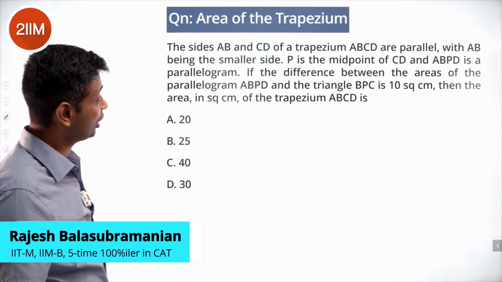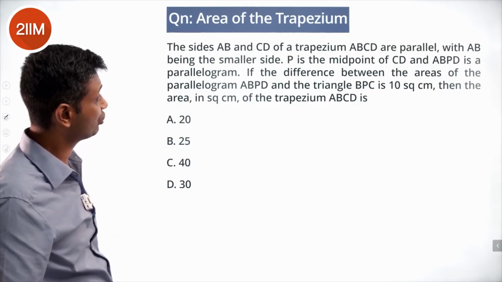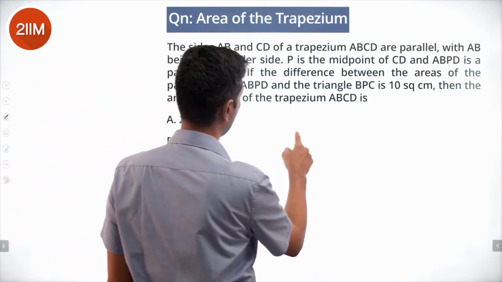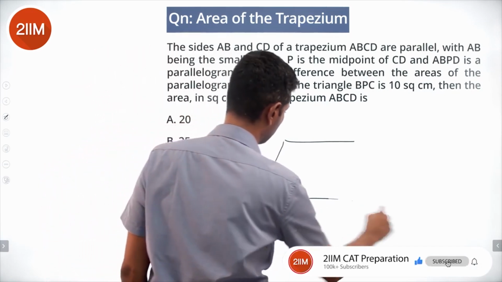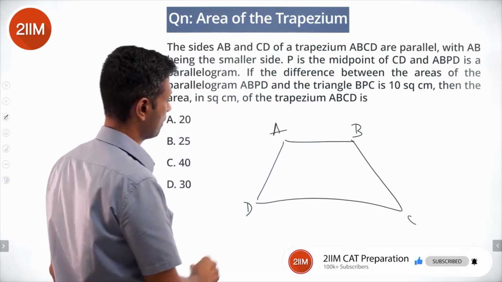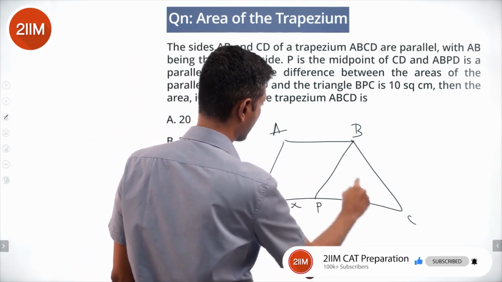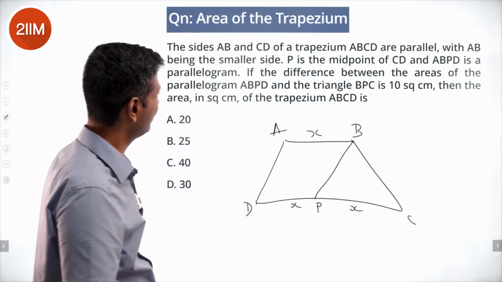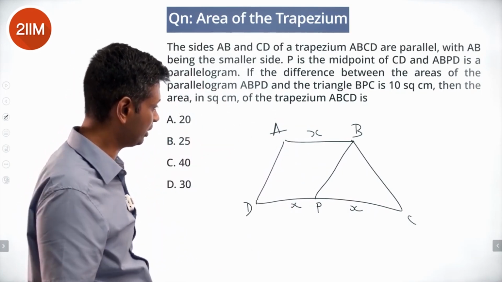The sides AB and CD of a trapezium ABCD are parallel, with AB being the smaller side. P is the midpoint of CD, and ABPD is a parallelogram. Nice. So A, B, C, D. P is the midpoint of CD. ABPD is a parallelogram, so this should be X. The difference between the area of the parallelogram ABPD and the triangle BPC is 10 square centimeters.